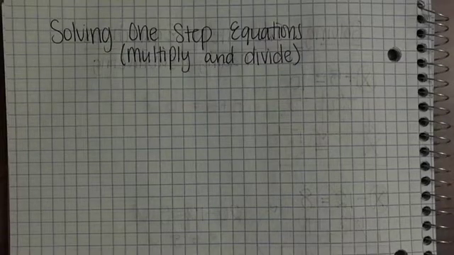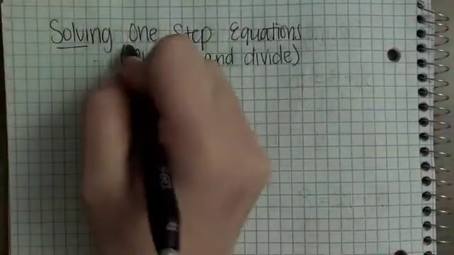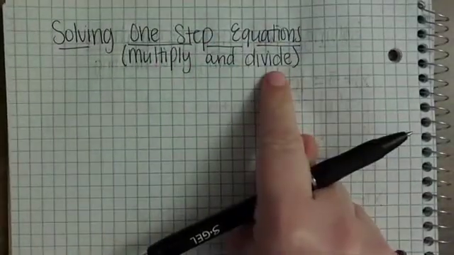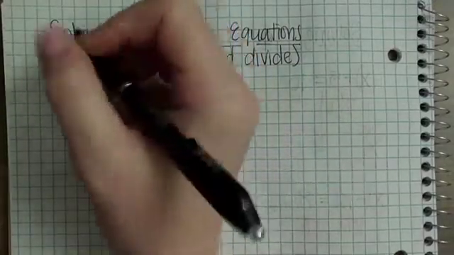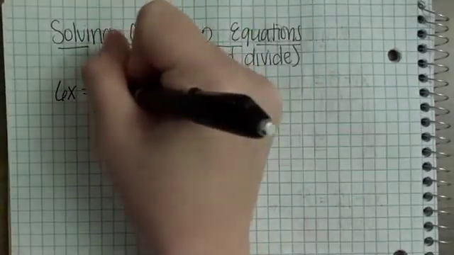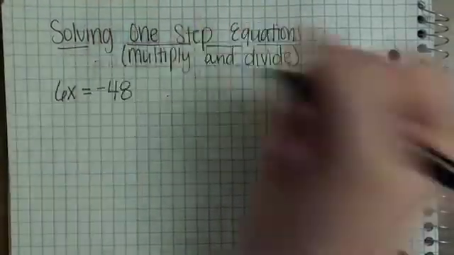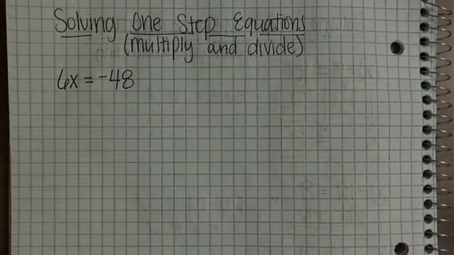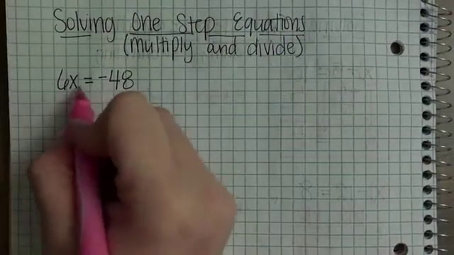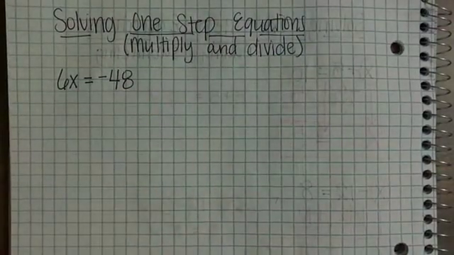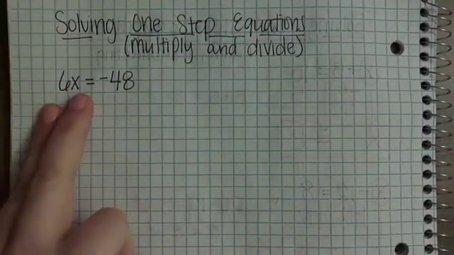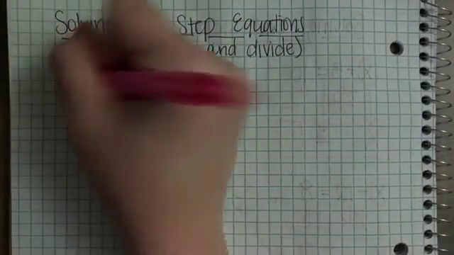So just like we did in the last video, this is solving one-step equations, except for now we're going to be multiplying and dividing. So if we have 6x equals negative 48, notice the 6 and this x are right next to each other. Something to remember about a number and a variable right next to each other like that is that it's actually multiplication.